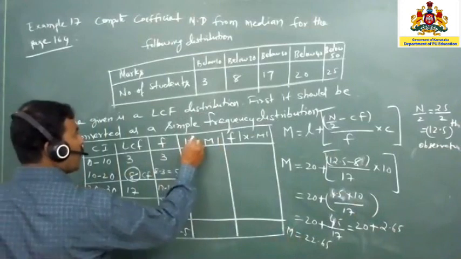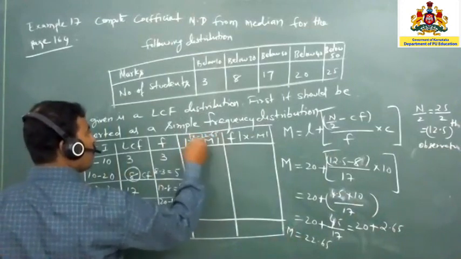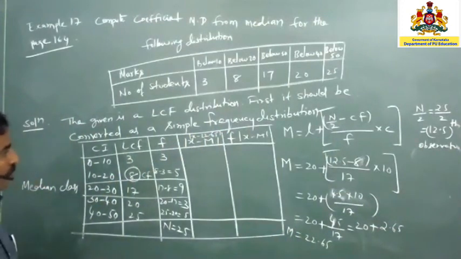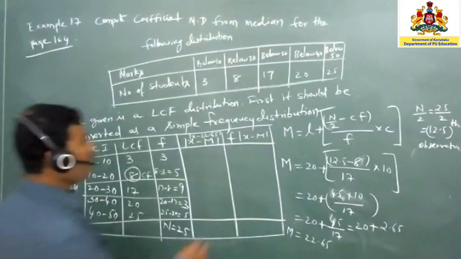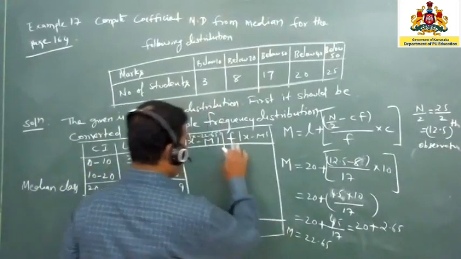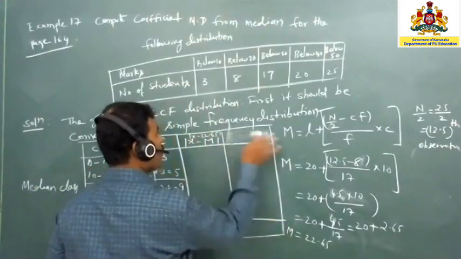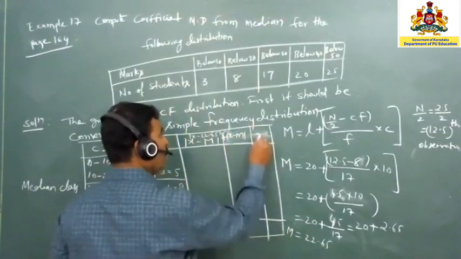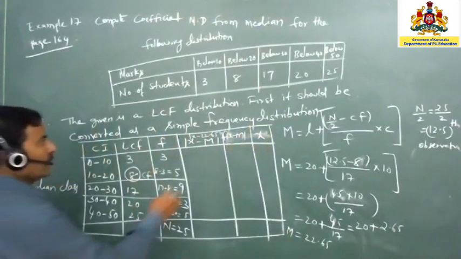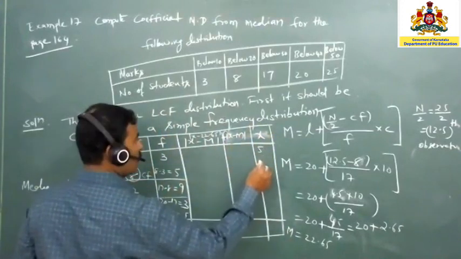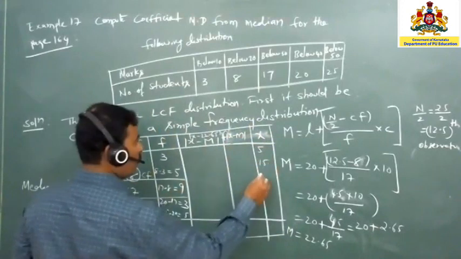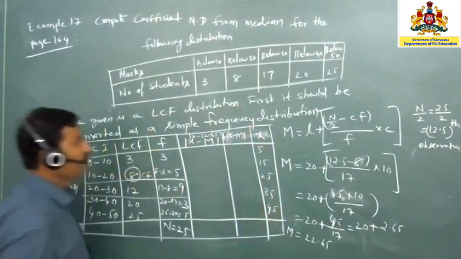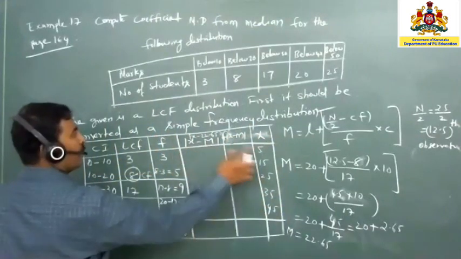So in place of x minus 22.65, the x values are not there. You have to write x values, then f into modulus of x minus m. One more column you should write here itself, the x values. The x values are 5, 15, 25, 35, 45.